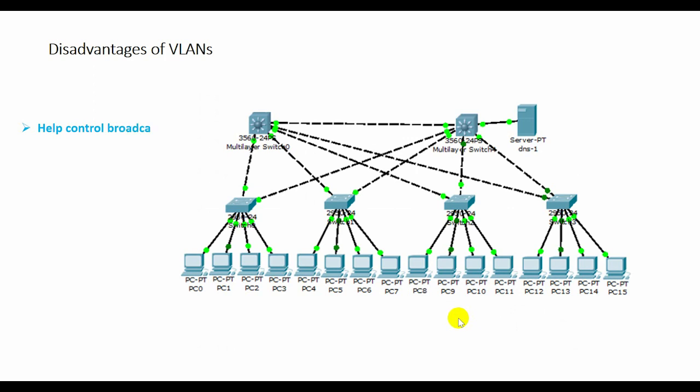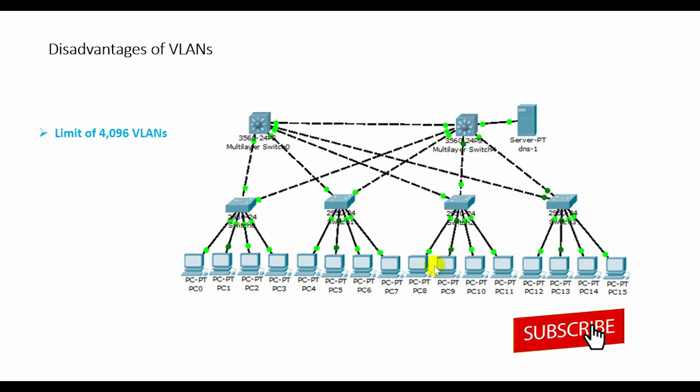VLANs help control broadcast traffic, tighten security, ease administration, and improve performance, but they have some disadvantages too. One disadvantage of VLANs in a modern data center or cloud infrastructure is the limit of 4096 VLANs per switching domain. A single network segment may host tens of thousands of systems and hundreds or thousands of distinct organizations, each of which may need tens or hundreds of VLANs.